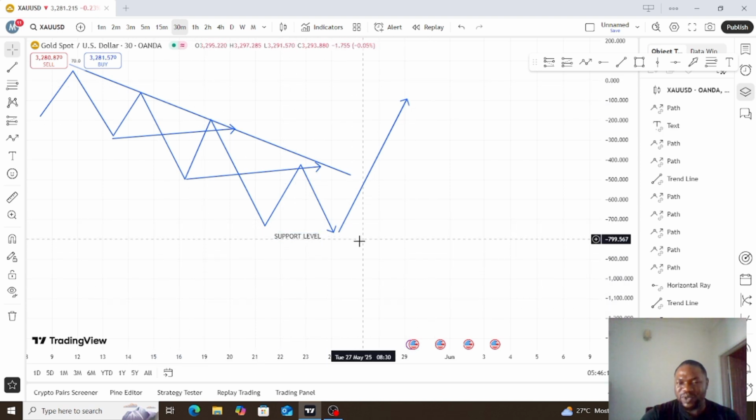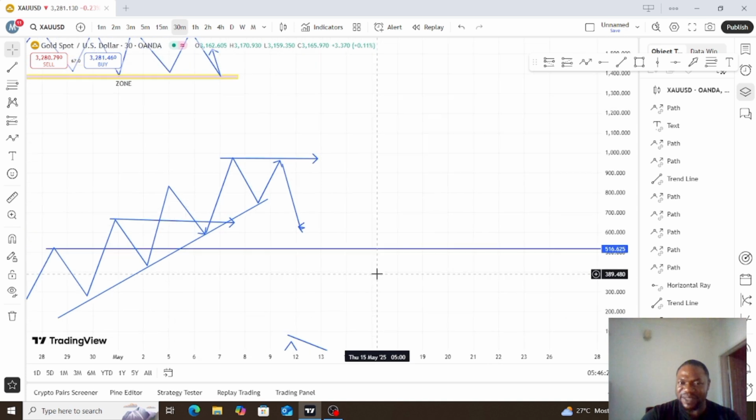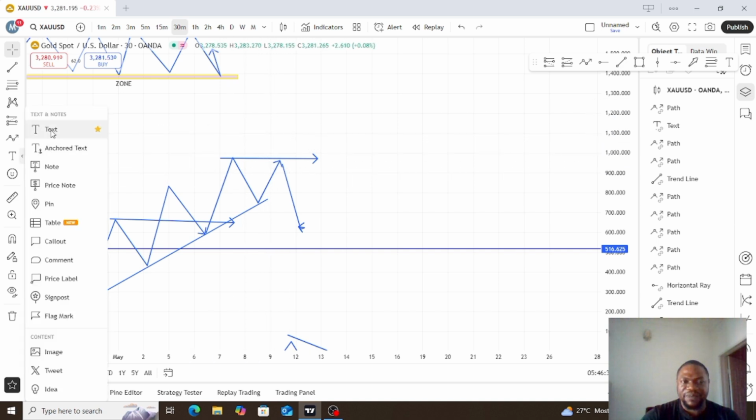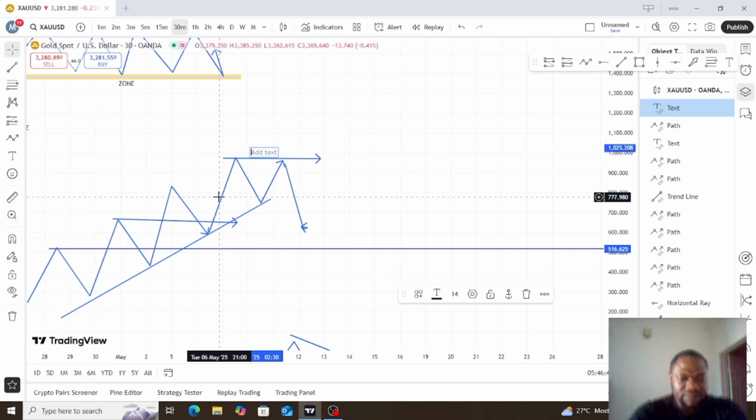Remember that the support zone is also known as the demand zone, while the resistance zone is also known as the supply zone. So at this point here, where the market goes up and fails to break a particular level to give us another high, we call that zone the resistance zone. So we call this resistance.